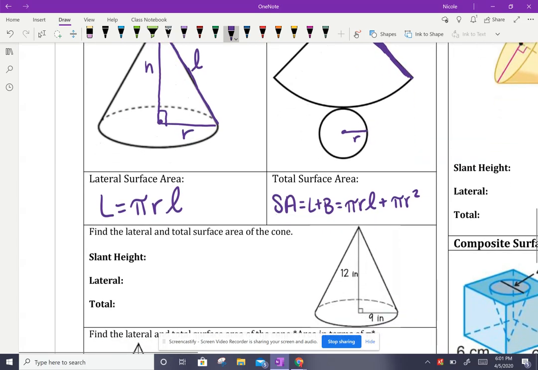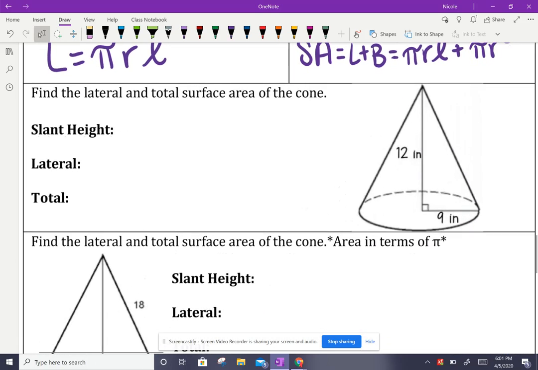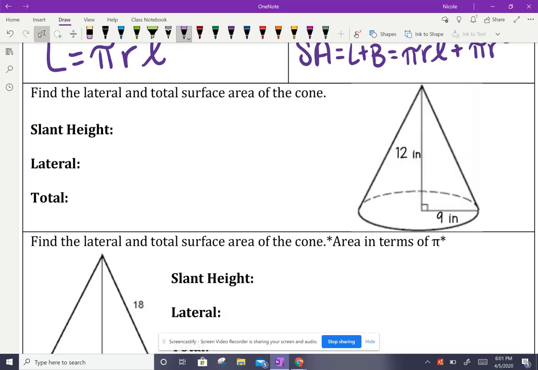So let's look at an example. We have a cone here with a height of 12. That's not the slant height. Your slant height is over here. And a radius of 9. Now remember, this height is perpendicular to the radius.